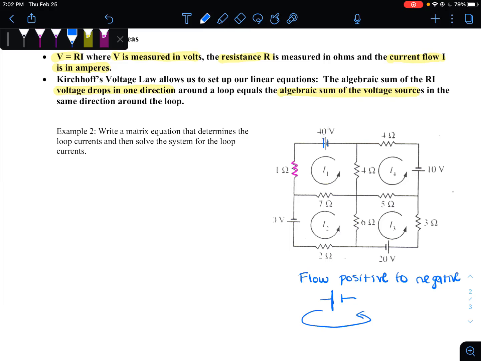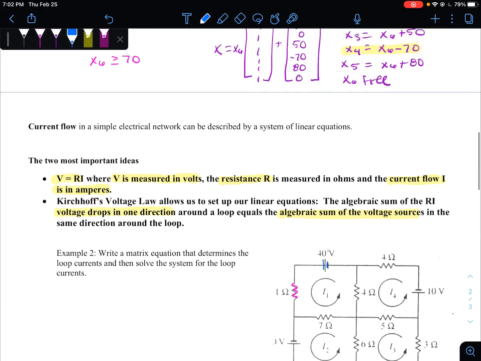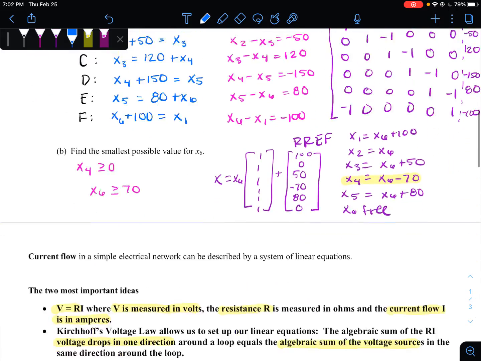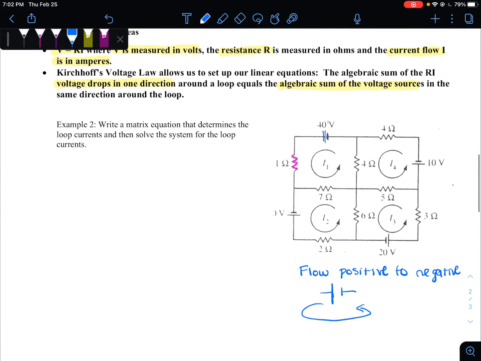Okay. And what we're going to do is, just like we wrote an equation for each of the nodes in the previous example, we're going to write an equation for each of the loops. So we're going to have 4 equations, loop 1, loop 2, loop 3, loop 4. Okay, so again, the sum of the voltage drops in one direction has to equal the sum of the voltage sources in the same direction.